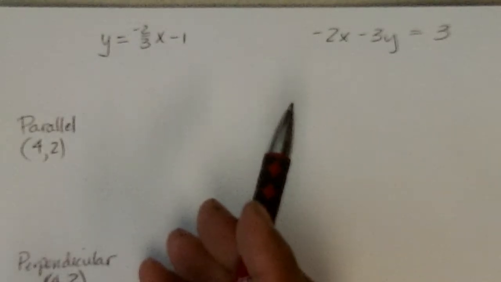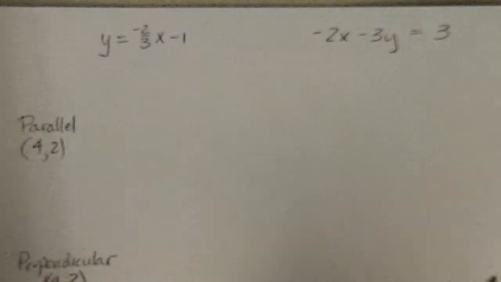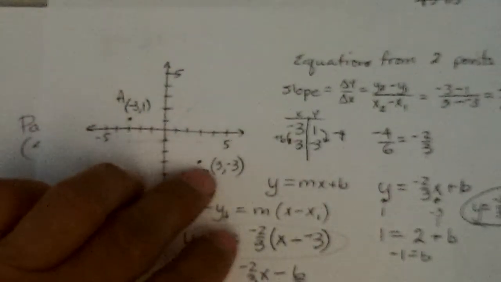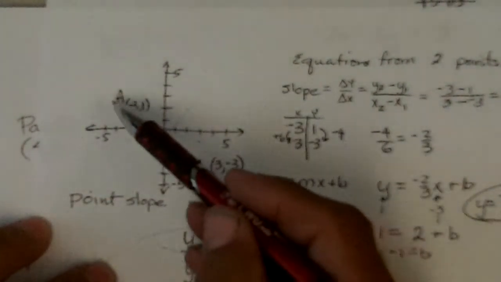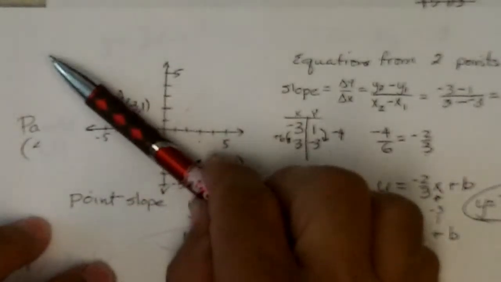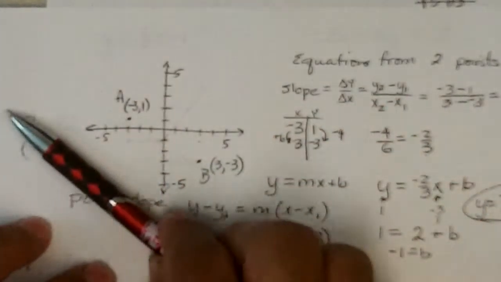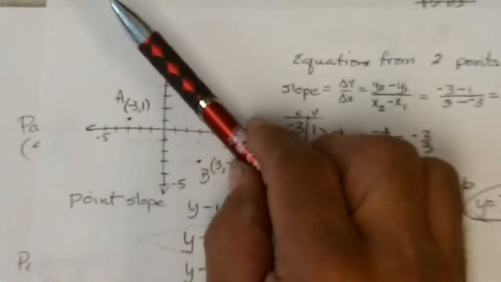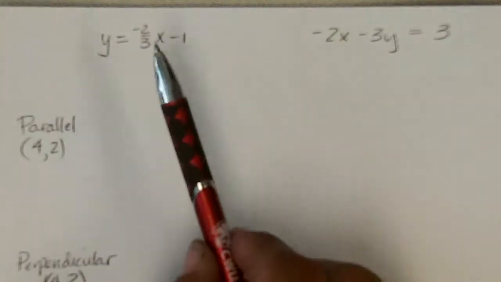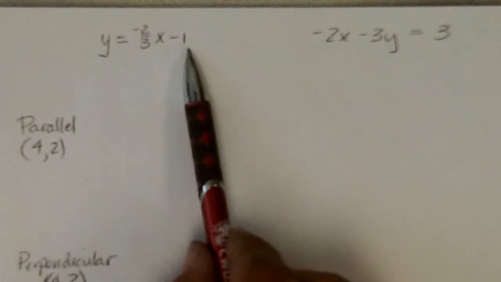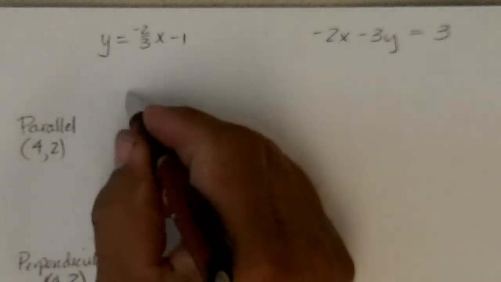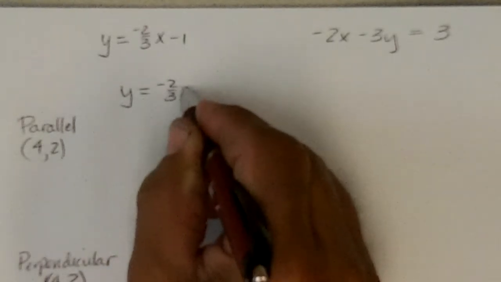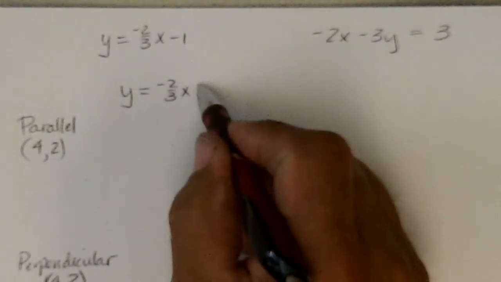We had this as the graph, and it went through these points. If I'm going to be parallel, it's got to have the same slope but be located someplace else. So it'll have a different y-intercept. Thinking about that, the equation must look the same, y equals negative 2/3 x, but with a new y-intercept.